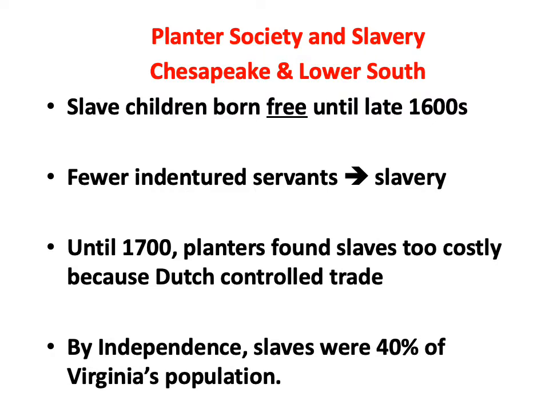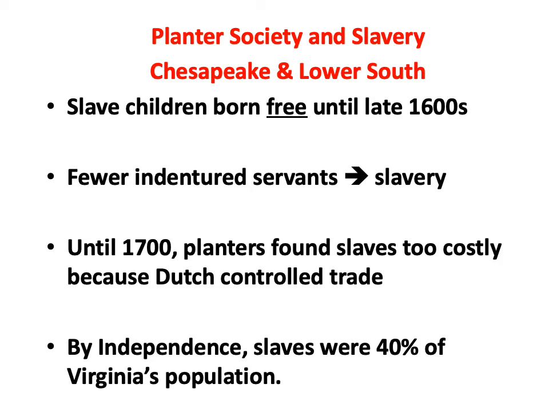Now, turning to the South, the entire culture quickly became dominated by plantation owners who had most of the political power, and this obviously was impacted significantly by slavery. Here we're talking about the Chesapeake Bay colonies as well as the lower South colonies of the Carolinas and Georgia. Now, children of slaves were born free until the late 1600s, and at that point it became perpetual slavery for the entire family because it was felt that the slave children should also be part of the system.